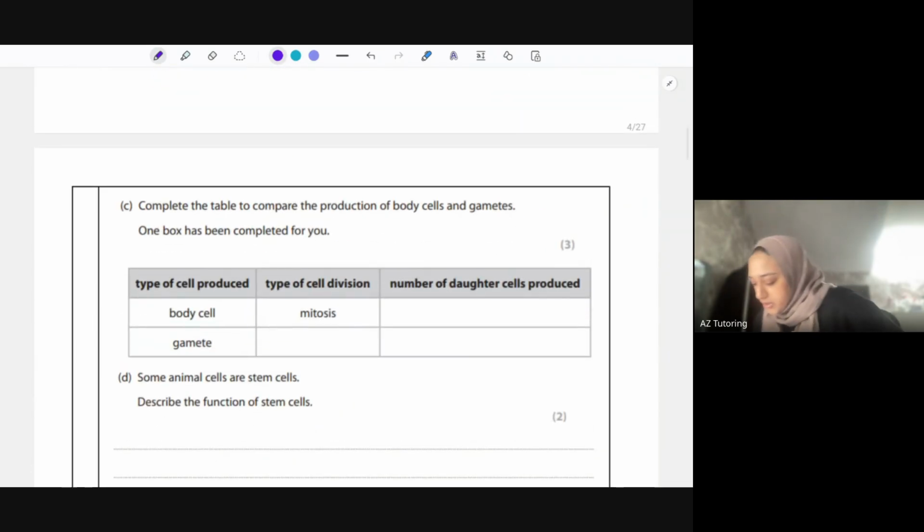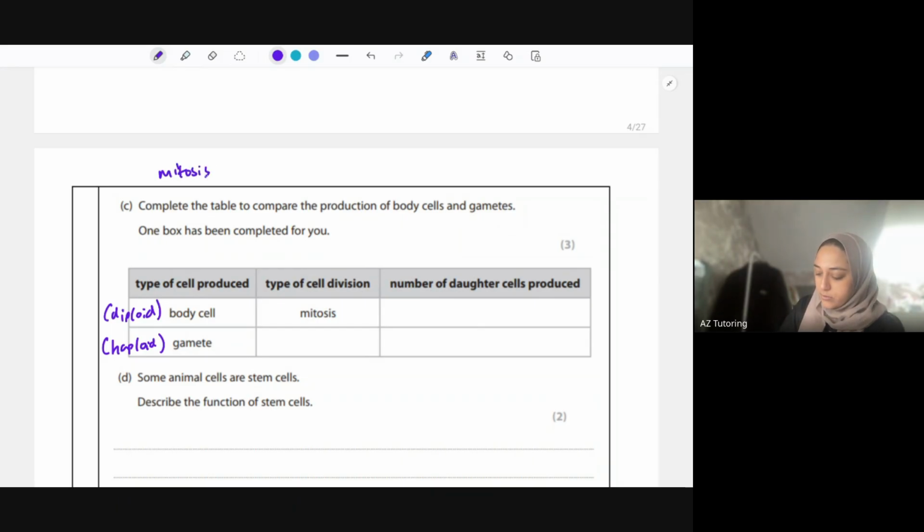Okay. Complete the table to compare the production of body cells and gametes. One box has been done for you. So the body cells are essentially the diploid cells. The gametes are the haploid, so they have half the amount. The diploid cells are formed by mitosis. Remember, the whole point of mitosis is for growth and repair of normal cells. Mitosis produces clones, so whatever it produces is exactly the same as what it started off with, and the number of daughter cells produced is 2. The one that you start off with ends up duplicating, and that's 2.